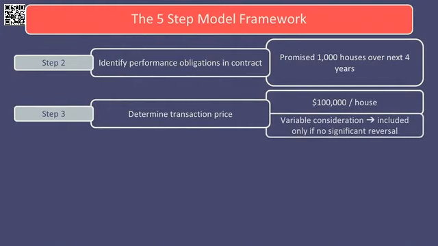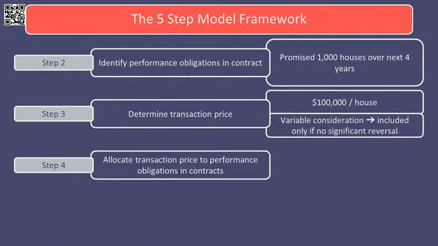So in our example, the consideration is $100,000 per house for a 4-year period. If the company can do it in 2 years, it is $120,000. The extent that the extra $20,000 will be recognised is if the project is likely to be completed within the 2 years. Step 4. Allocate the transaction price to the performance obligations in the contract.